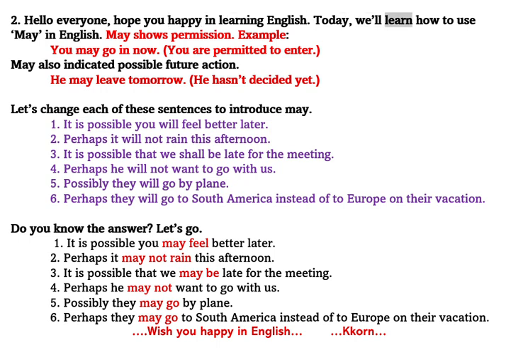Today, we'll learn how to use may in English. May shows permission. Example: You may go in now. You are permitted to enter. May also indicates possible future action. He may leave tomorrow. He hasn't decided yet.